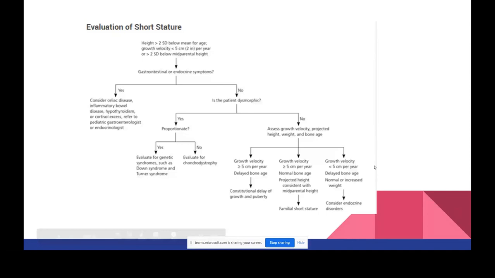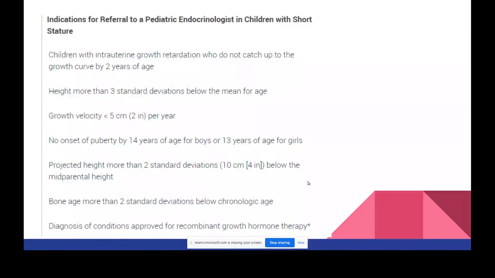If everything is normal other than the growth velocity, your bone age is normal, you don't have any physical dysmorphism, or any other endocrine symptoms or chronic disorder, you categorize it as ISS, idiopathic short stature, right? Now, as a pediatrician, we need to know when to refer this patient to the endocrinologist.